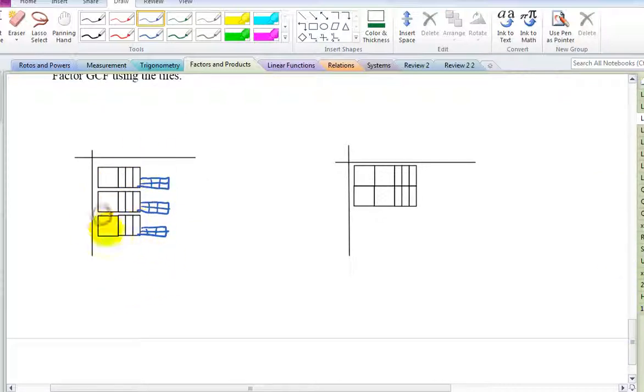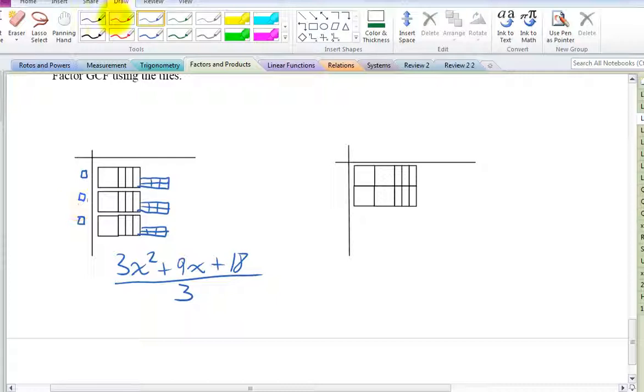All together, what do we have here? How many x squareds? 3. How many x's? And how many 1 tiles? 6. Good. What's the GCF? Oh, you guys. 18. What's the GCF? 3, 9, and 18. 3. So what we're doing is dividing these, which is a little bit weird, into 3 equal groups.